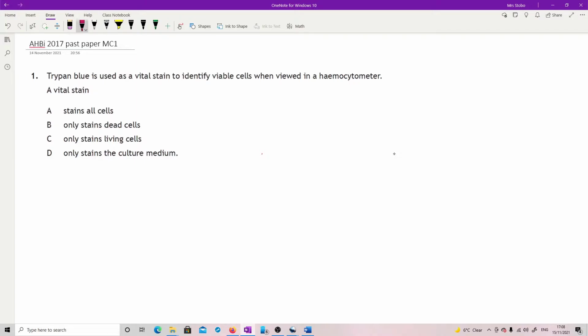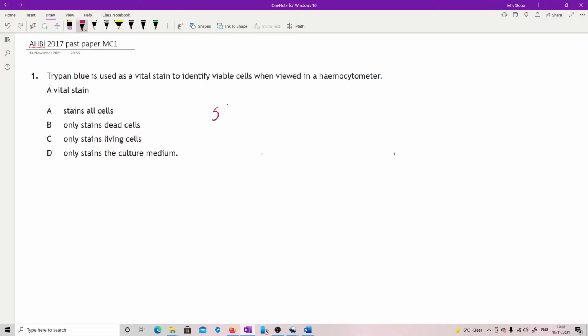Okay, 2017 paper. This is the multiple choice. Trypan blue is used as a vital stain to identify viable cells when viewed in a hemocytometer. A vital stain, and we're given options of what this is. So this is sometimes counterintuitive in some ways.